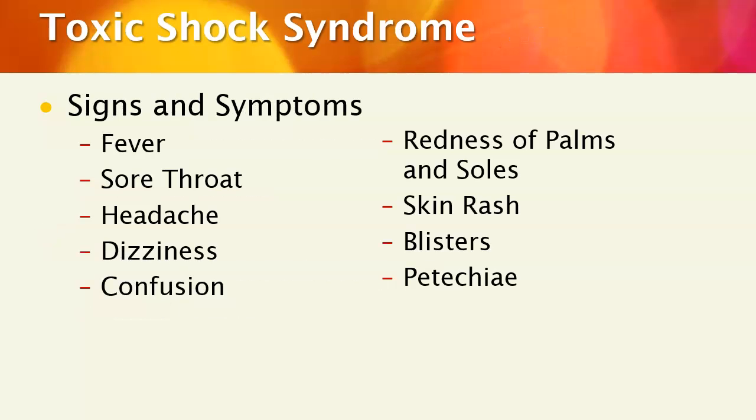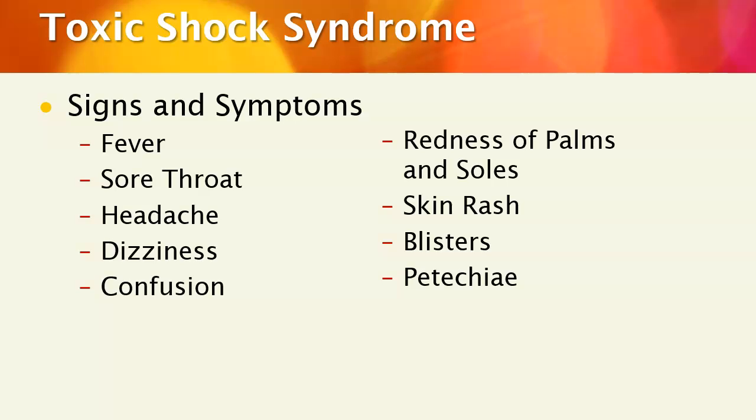So signs and symptoms of toxic shock syndrome, the patient will spike a fever, they'll have sore throat, headache, dizziness, confusion. Sometimes they'll get a redness on the palms and the soles of the feet, usually a pretty nondescript skin rash sometimes. Blisters, petechiae, those are all signs of a systemic infection, and it needs to be taken very, very seriously because the patient can get septic from toxic shock syndrome and they can die from it.